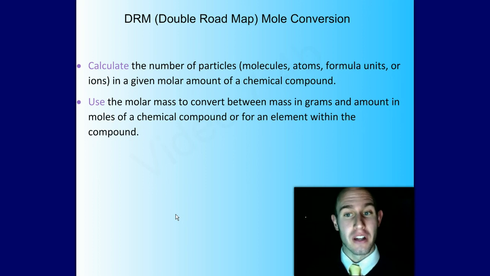So our goal here is to figure out the number of particles, and this could be molecules, atoms, formula units, or even ions in a given molar amount of a chemical compound. And also to use the molar mass that we talked about in the last video to look at conversions between mass in grams to amount in moles of a compound. So that's basically a refresher here on GMA.